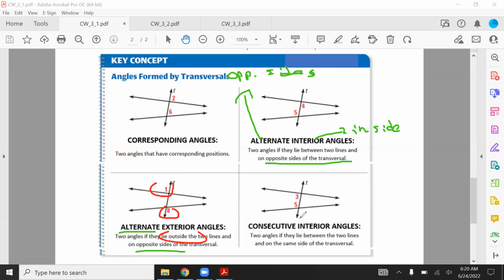And finally, we have consecutive interior. So interior, they're both inside again. But they're on the same side. That's why we say they're consecutive. So 3, 5. So very important, get these etched in your memory. 2, 6, those are corresponding. 4, 5, those are alternate interior. 1, 8, those are alternate exterior. 3, 5, consecutive interior.